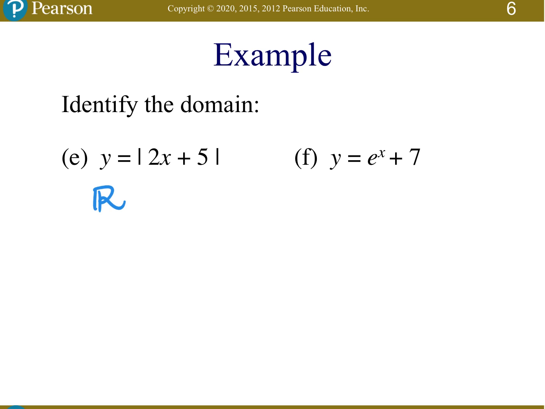E to the x plus 7. We call that an exponential. Does it have any of the big 3? Does it have a denominator? Does it have an even root? Does it have a logarithm? So what's the domain? All real numbers. Okay? Just ask yourself the big 3.